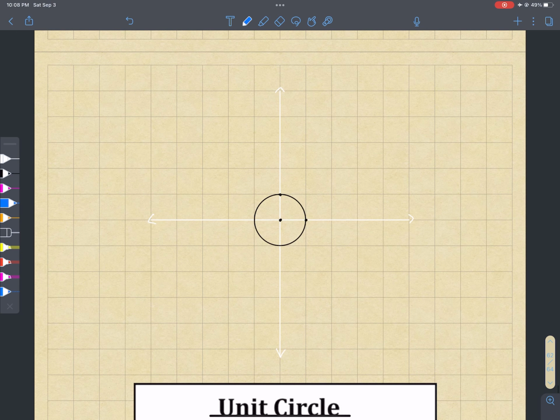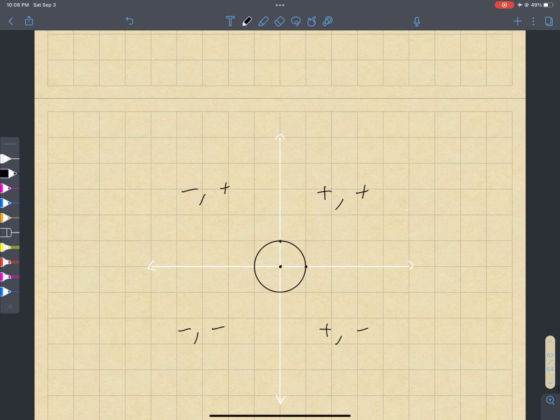The quadrant rule says that the first quadrant is positive, positive, the second quadrant is negative, positive, the third is negative, negative, and the fourth is positive, negative. I'll get into more detail with this later on.